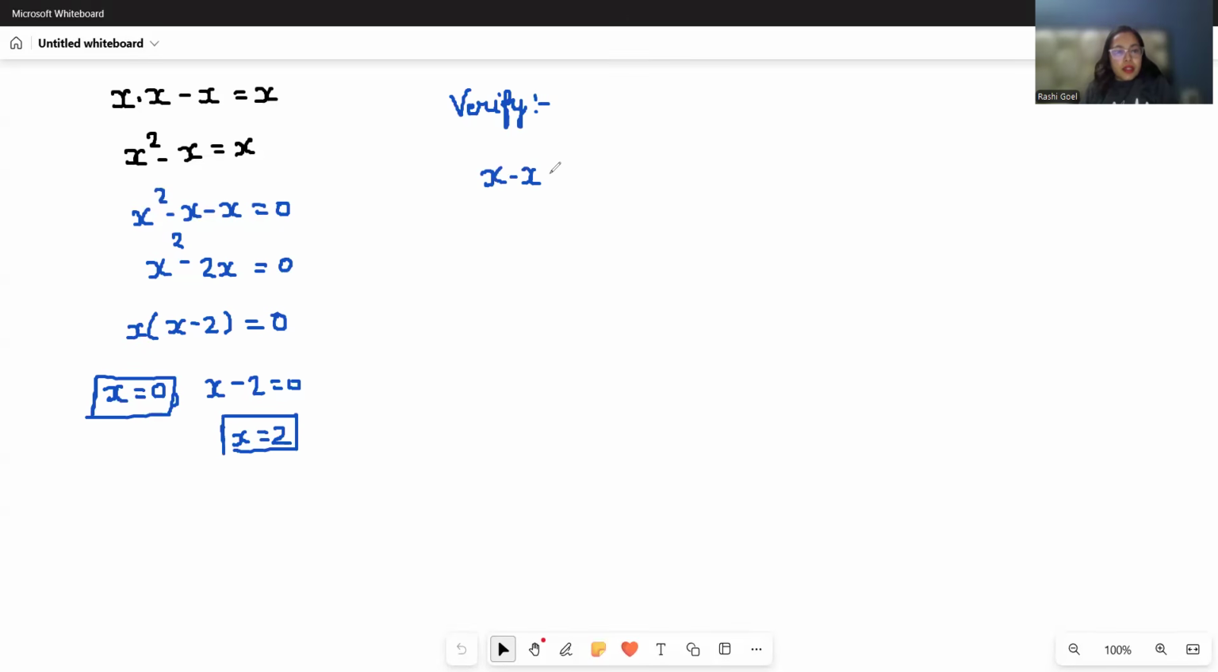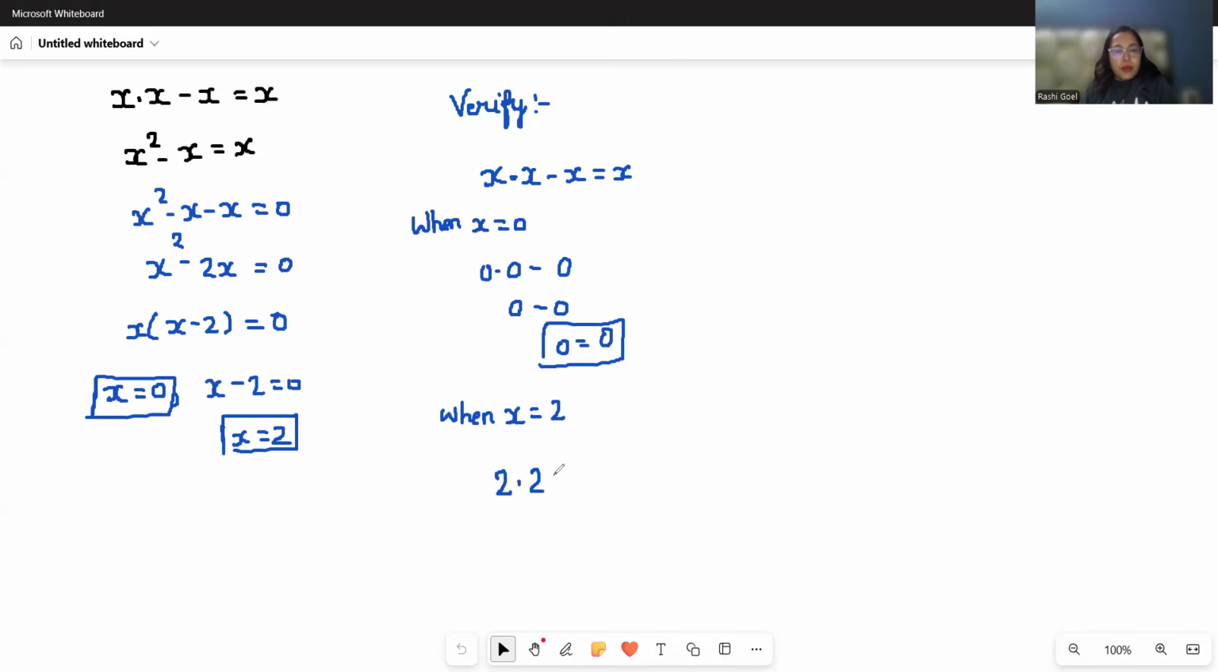x times x minus x equals x. So when x equals 0, it's 0 times 0 minus 0, that is 0 minus 0, that is 0. So yes, it equals 0. Now when x equals 2, it's 2 times 2 minus 2 equals 2, we have to prove. So it's 4 minus 2, that is 2. Yes, it equals 2. So both solutions are verified.